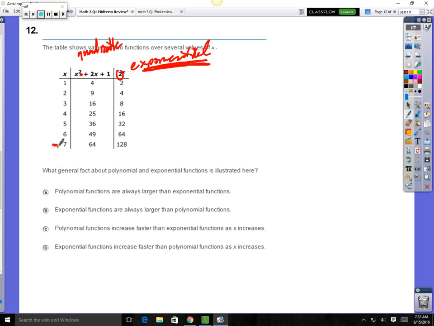So look at the 7th x. The 7th x, the quadratic's at 64, and the exponential is already at 128. So what general fact about polynomial, that here are the polynomial functions. Polynomial functions are linear, quadratic, cubic, degree 4, quartic. All of these are polynomial. Exponential is when your x is in the exponent spot.